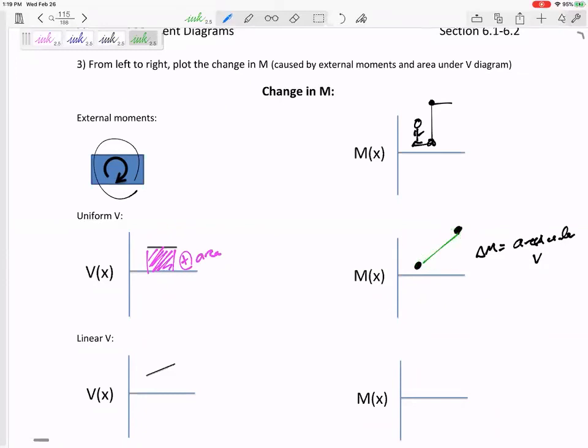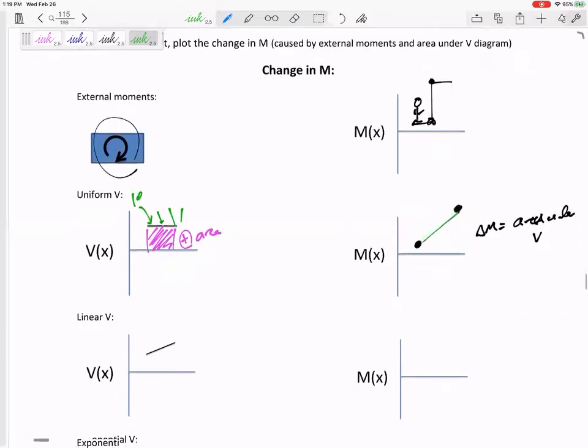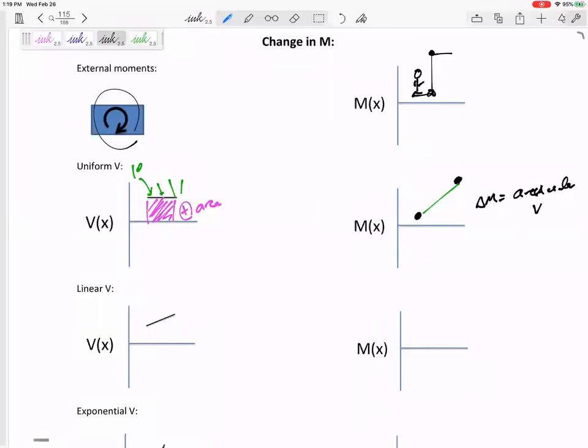So the other thing I'm telling myself is, V is the slope of M. So if this value is 10, 10, 10, 10, it has a slope of 10. That would be a straight line from beginning to end. If V is linear, the change in M is still the area under V, but then, remember, V is the slope of M. So I'd find that area, and that would tell me how much my M diagram changes.